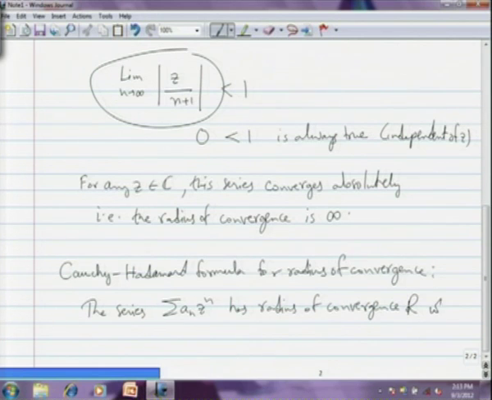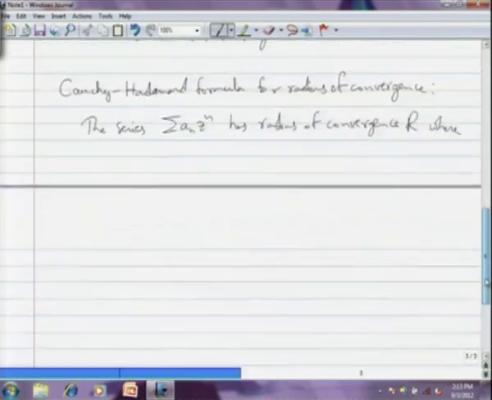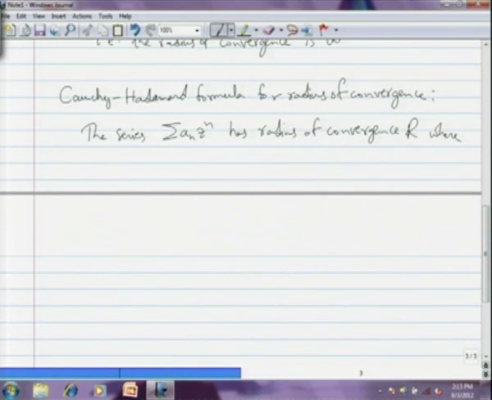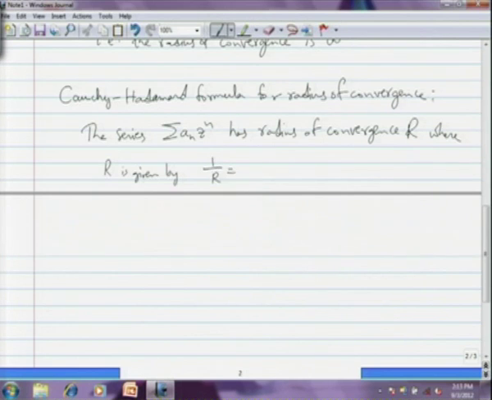capital R, where R is given by 1 by R is equal to the lim sup of the nth root of the absolute value, the modulus of a n. Okay. So, 1 by R is equal to the lim sup of nth root of a n.